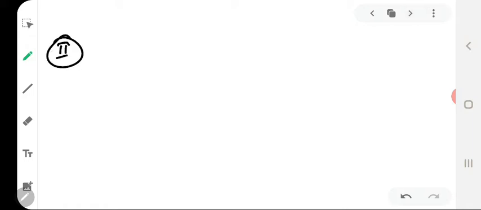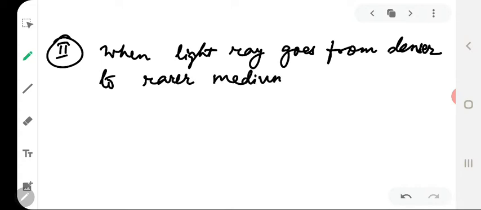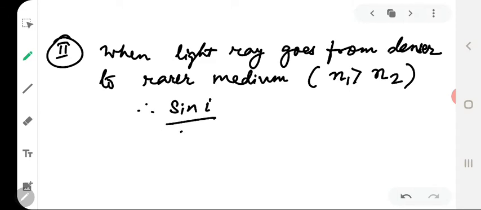Coming to the second case, when light ray goes from denser to rarer medium. So if denser medium has got a refractive index n1 and rarer medium has got a refractive index n2, then n1 is greater than n2. So therefore sin i by sin r, that is equal to n2 by n1, that should be less than 1.